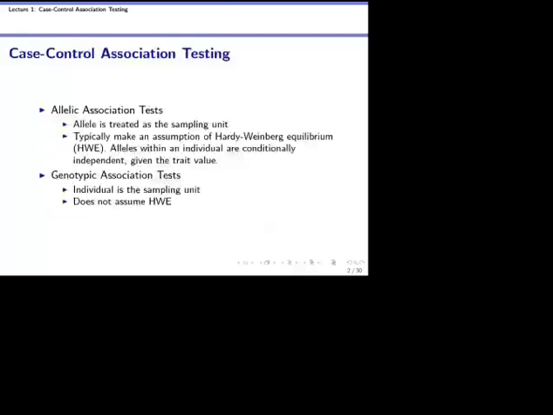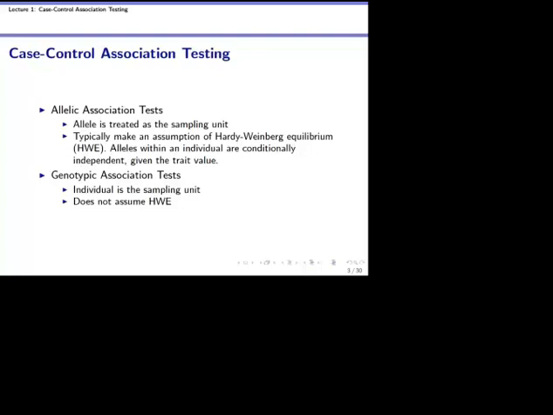So when you're doing case control association testing, there are essentially two ways to do it. There are two classes of tests, I would say. So one class are the allelic association tests. Okay, and so in the allelic association test, the allele is treated as a sampling unit. Typically you're making an assumption of Hardy-Weinberg equilibrium, that the two alleles within an individual at a marker are independent. So if you have n individuals, then essentially your sample size is 2n, because you're assuming that the alleles within an individual are independent. So conditional on trait value, the two alleles are conditionally independent.